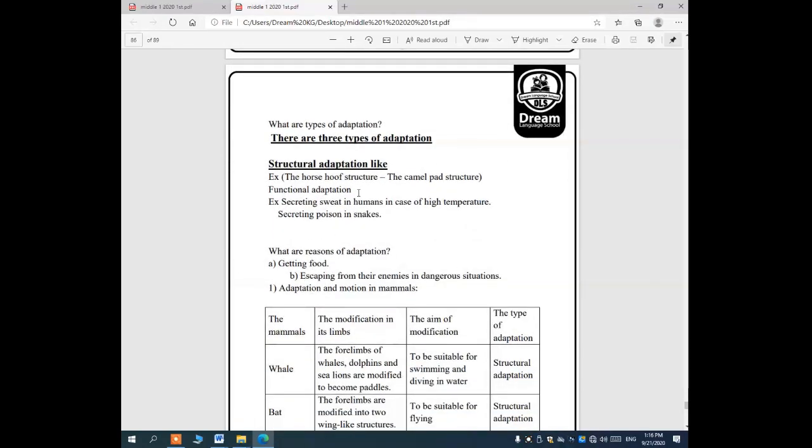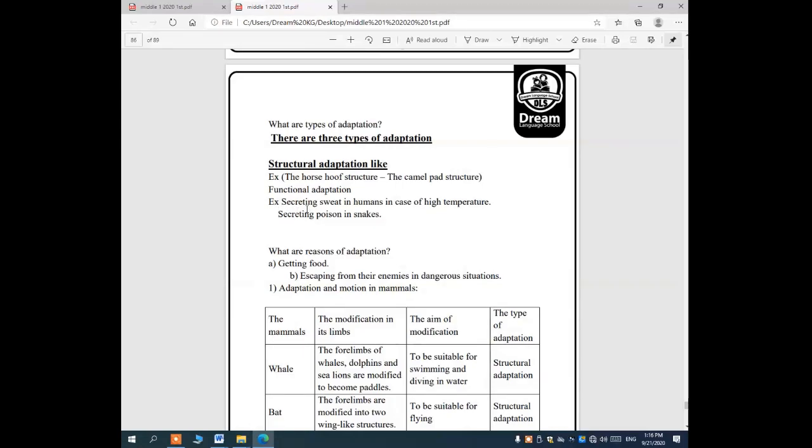First, we will talk about the structural adaptation. What does structural adaptation mean? We said that structural adaptation is a modification that happens in the structure, like in the horse hoof, where the horse ends with a strong sharp leg, and the camel has a thick pad. So it's a structural adaptation, a change in the structure.